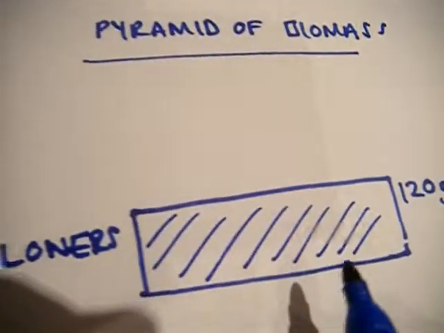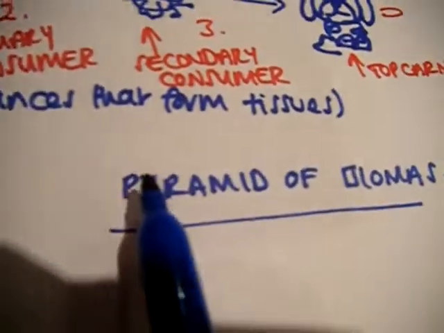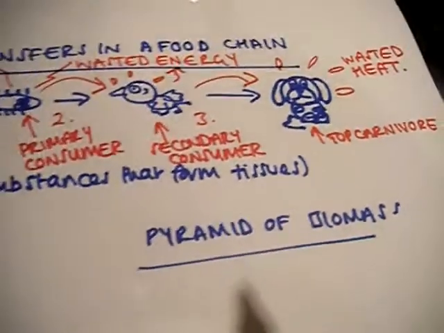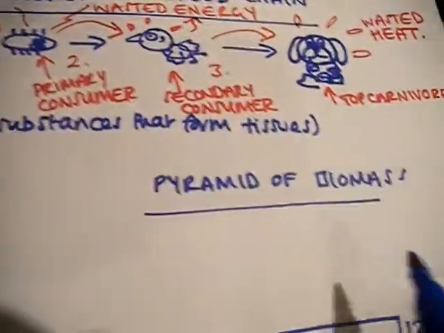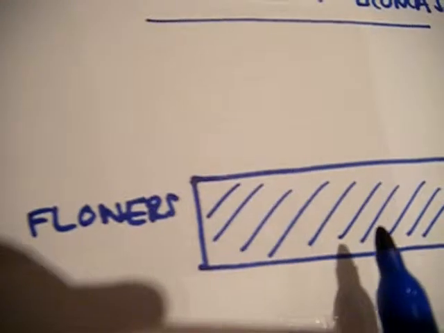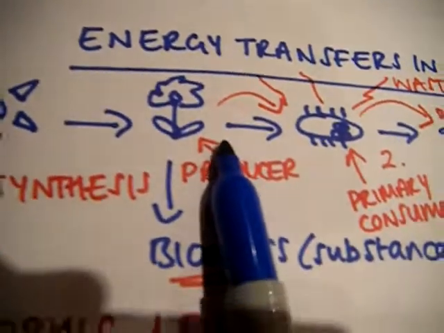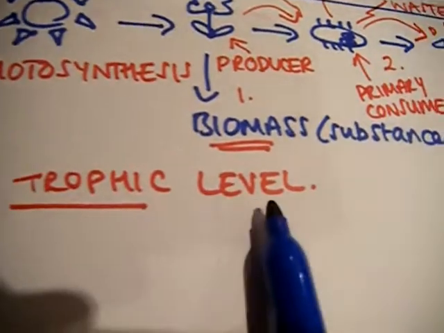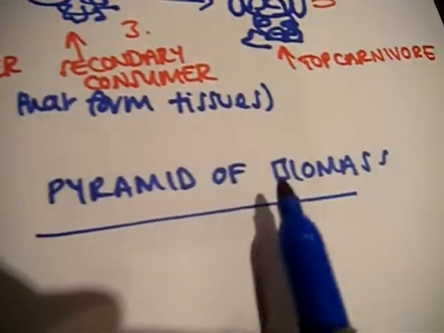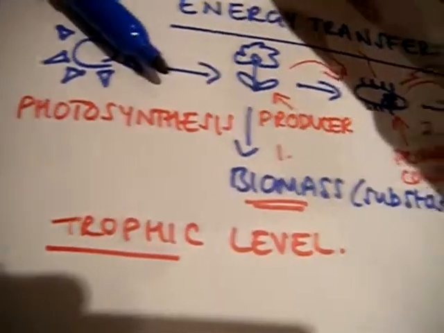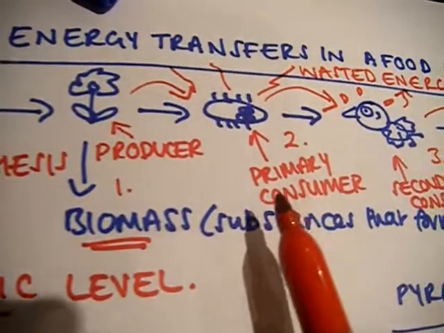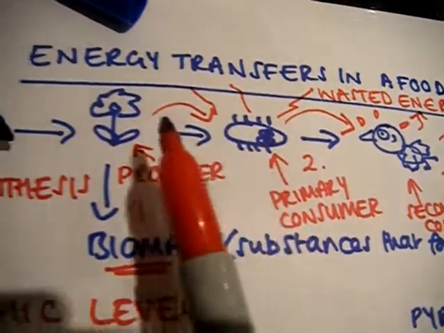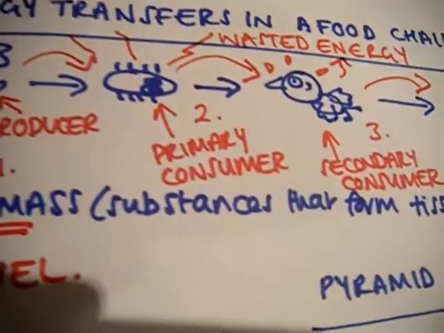So that's the first trophic level of my pyramid of biomass. These are all keywords that you'll become familiar with by the end of your revision, definitely. So the flowers, the producers, are the first trophic level in my pyramid of biomass. Now the next trophic level in my pyramid is going to be my primary consumer, the thing that eats the producer. So that is my bug in this case.